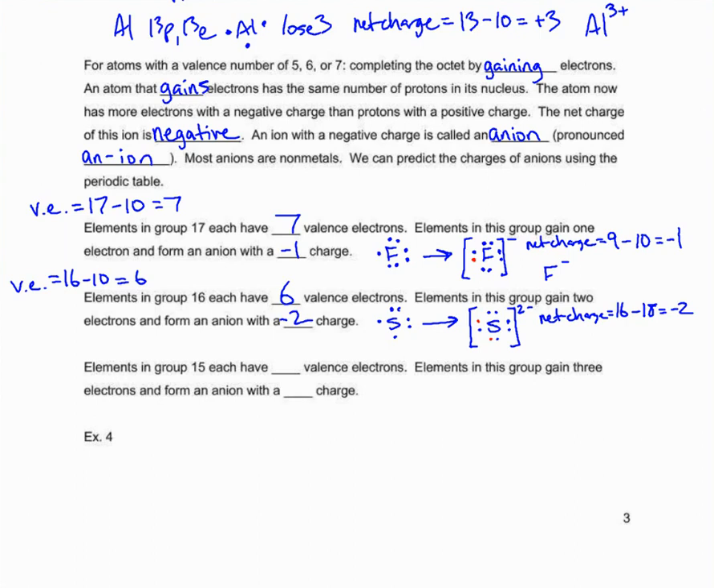Now elements in group 15. So group 15, the valence electrons, subtract 10 from the group number, 5 valence electrons. So for elements in this group, it's going to be a little bit easier to pick up 3 electrons than it is to give away 5. And so let's use nitrogen as the example. It's got 1, 2, 3, 4, 5 valence electrons. And so it's going to gain 3.